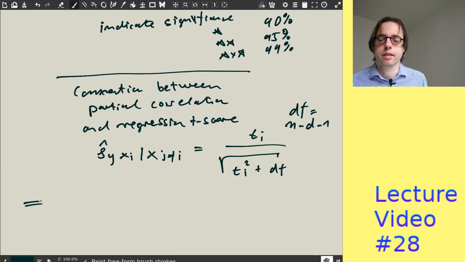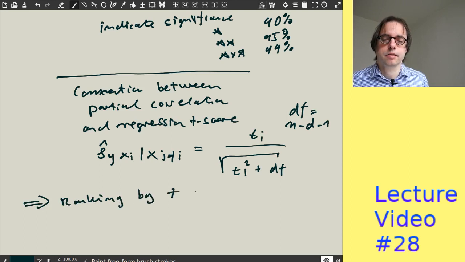So ranking by t-scores is the same as ranking by partial correlation.